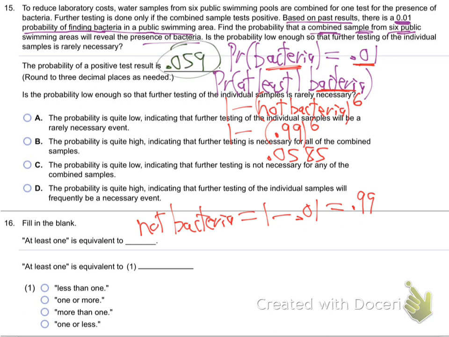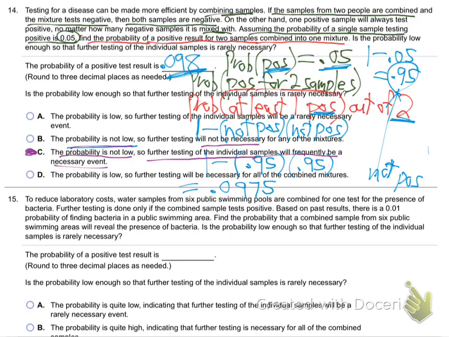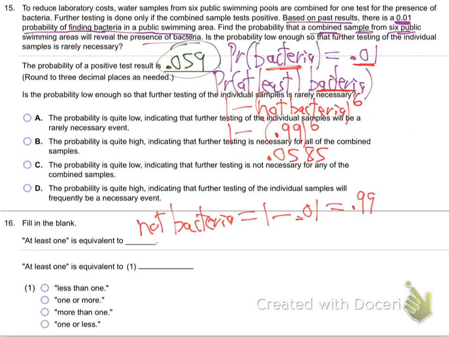0.059. Now here they're going to ask, is that high or low? Remember, back over here, they said 10% was high, 9.8% was high. They're going to say that's quite low, indicating that testing of individual samples will be a rare necessity. That's just their opinion. I mean, they're calling 6% low, and they call 10% high. Whatever. I'm not going to put that in the test like that. It's debatable. But there's the answer they want.